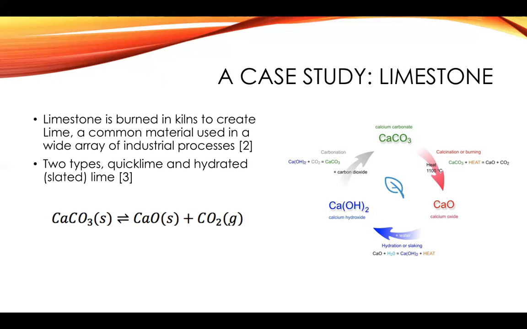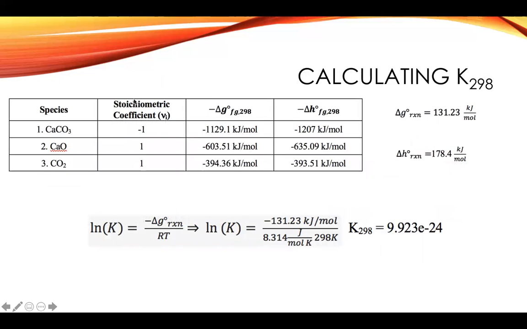And from this, we'll be able to get stoichiometric coefficients, and we can then reference thermochemical data to find Gibbs free energies and enthalpies of formation. Using this table, we can then calculate the Gibbs free energy of reaction and the enthalpy of reaction for the system, which is 131.23 kilojoules per mole and 178.4 kilojoules per mole respectively. These values can then be used in equation 1, explained before, to find the equilibrium constant at 298 Kelvin.